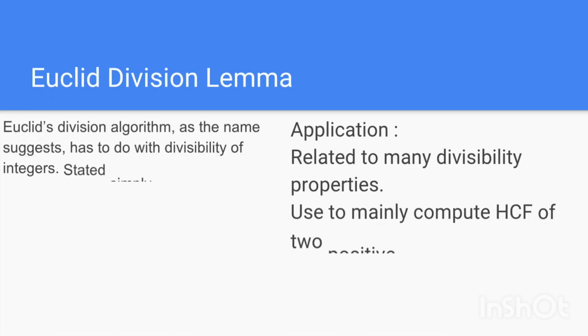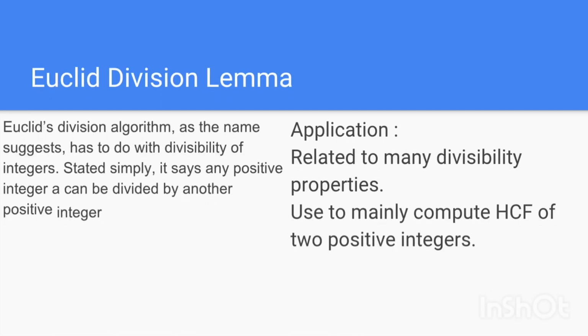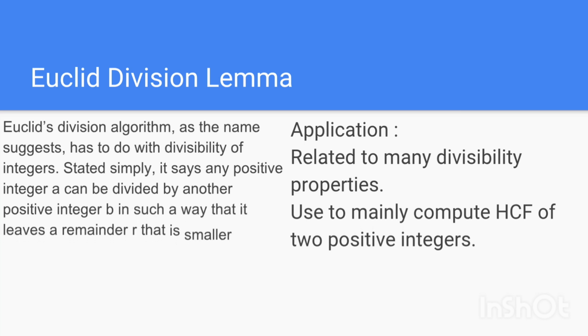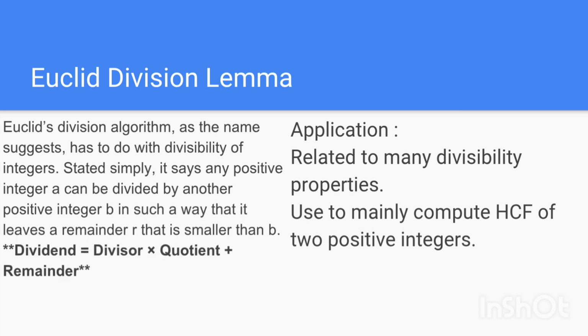Now Euclid division lemma tells us whenever we divide one number by another, we get a quotient and a remainder. Relation: dividend equals divisor multiplied by quotient plus remainder. And this concept is mainly used to find HCF of numbers.